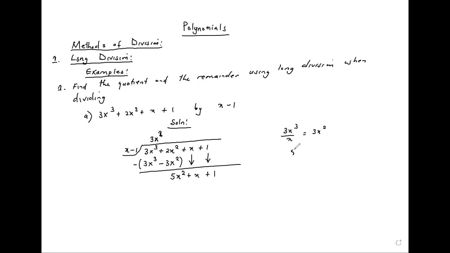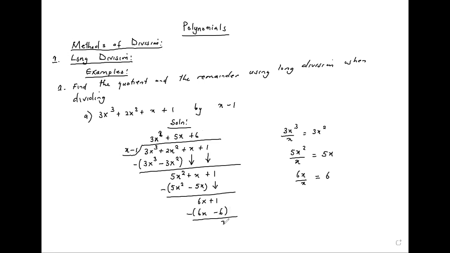Then divide again, 5x squared divided by x, this will give us 5x. So you have to add 5x and then multiply it again, to get 5x squared minus 5x, have it subtracted, and then drop that one. So you get a 0 there, and the 6x plus 1. Divide again, 6x divided by x, you get 6. So you add the 6 there, multiply, you get 6x minus 6, and then subtract. This will give us 0 and a 7 there.